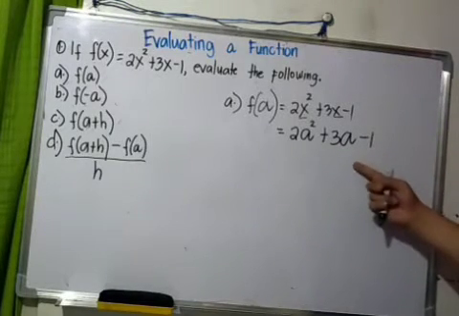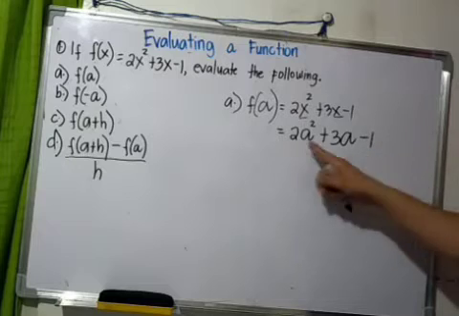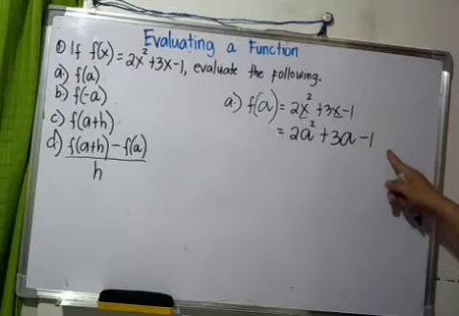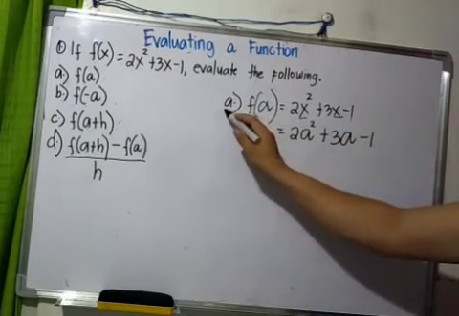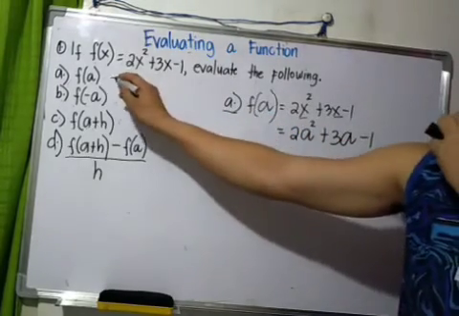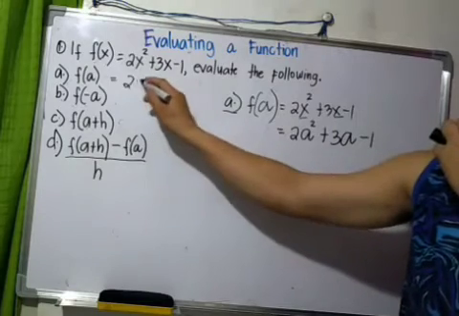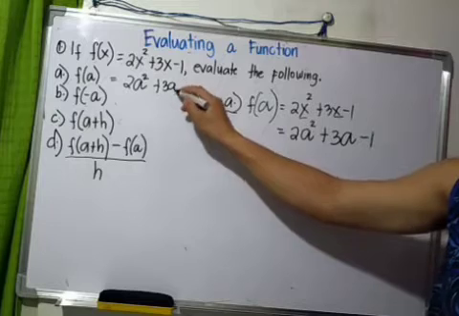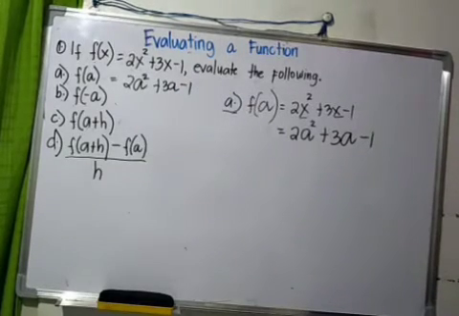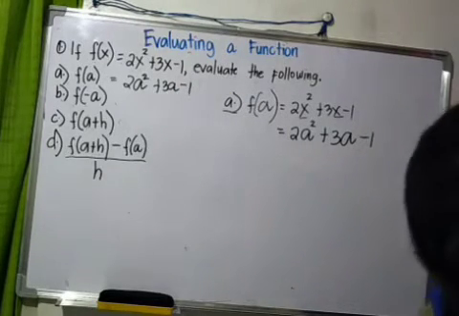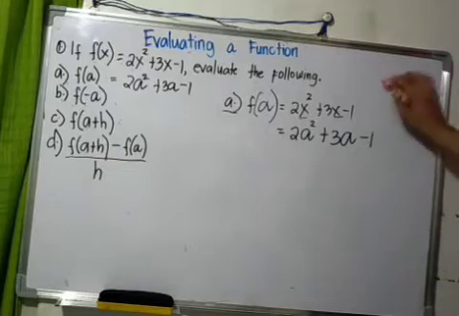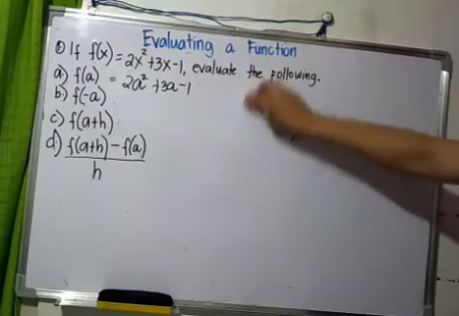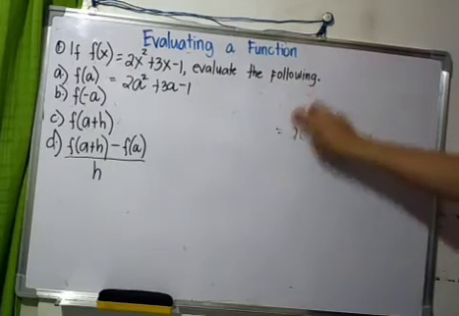Ito na yung final answer. Tandaan, 2a squared plus 3a minus 1. That is example letter A. So, ang value nito is 2a squared plus 3a minus 1. Okay, next. Let's proceed to letter B. Tandaan ha, si x magiging a.